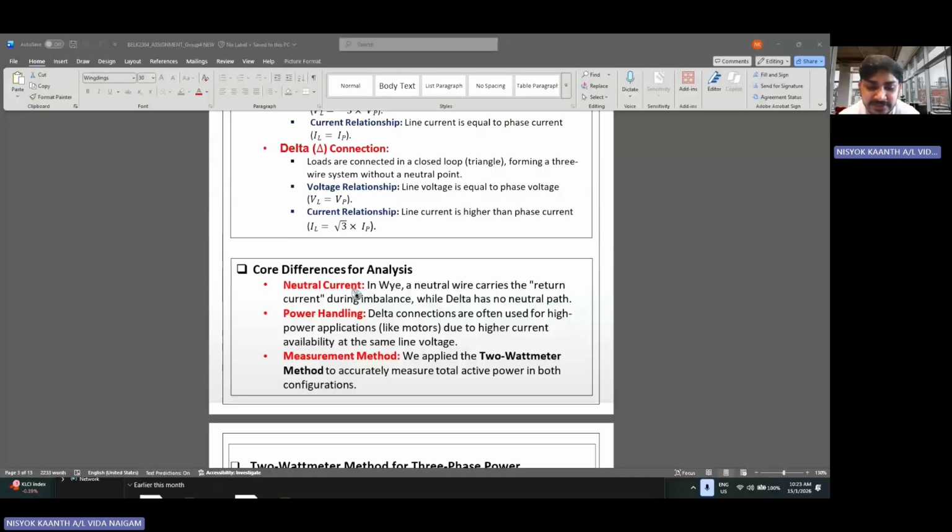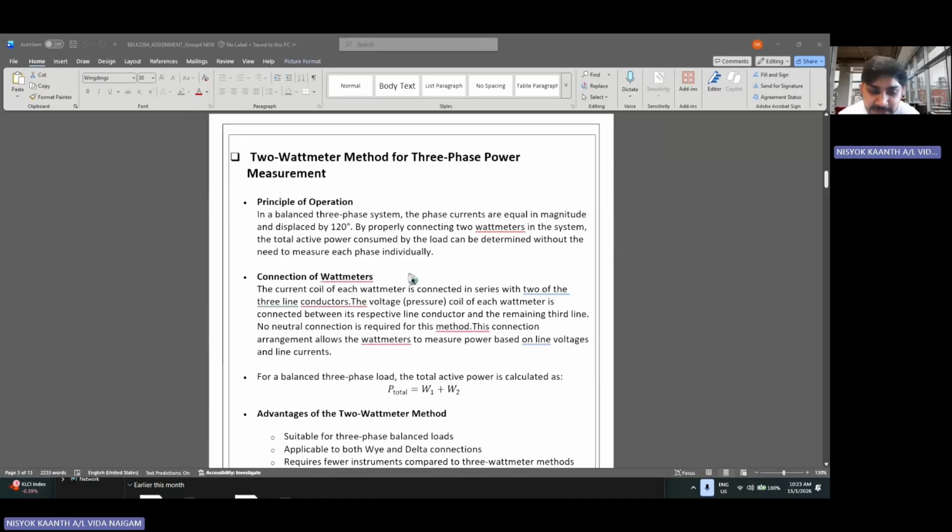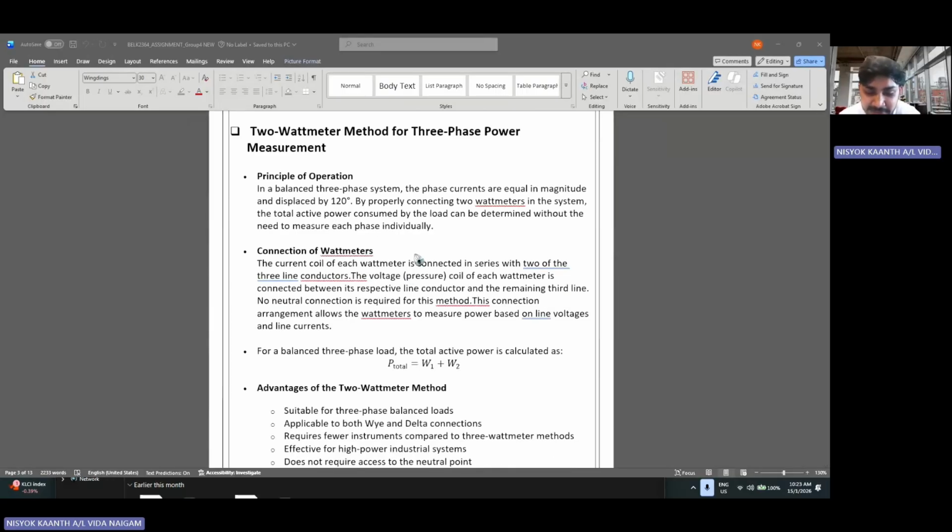in industrial applications. For power measurement in this project, we applied the 2 wattmeter method to accurately measure the total active power in both Y and delta configurations. In a balanced three-phase system, the phase currents are equal in magnitude and displaced by 120 degrees. By properly connecting 2 wattmeters, we can determine the total active power of the system without measuring each phase individually.